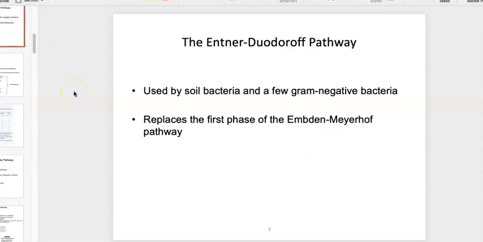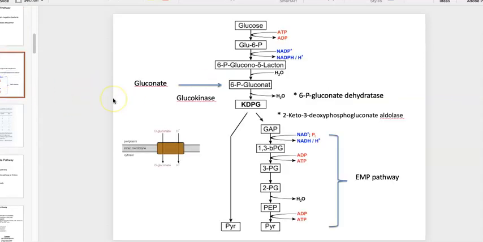So the Entner-Doudoroff pathway is typically used by soil bacteria and a few gram-negatives like E. coli. It replaces the first phase of the Embden-Meyerhof glycolytic pathway. And so that's pictured here. It's a pretty versatile pathway, and again, the first stage here, the 6-carbon stage, is very different. But then the 3-carbon phase, these steps here, are identical to glycolysis.